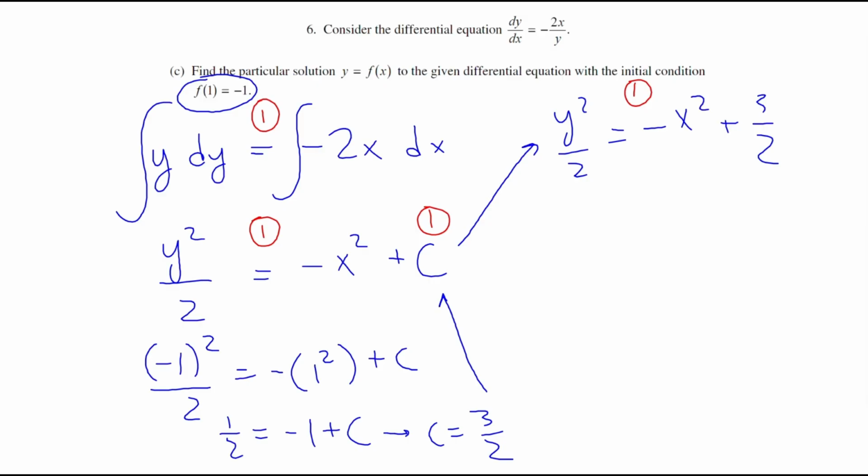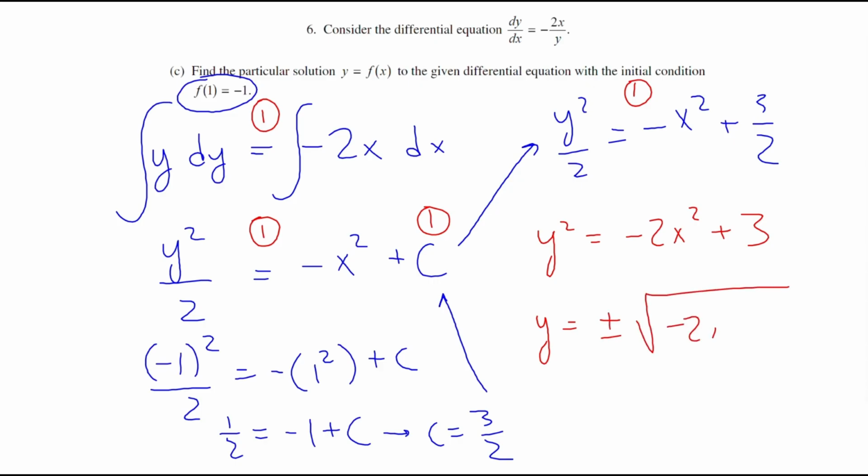So that'll be the fourth point for this one. And then solving for y gives you the fifth point. So we'll start off by multiplying everything by 2. So that gives us negative 2x squared plus 3. And then we square root. And when we square root, we get plus or minus the square root of negative 2x squared plus 3.